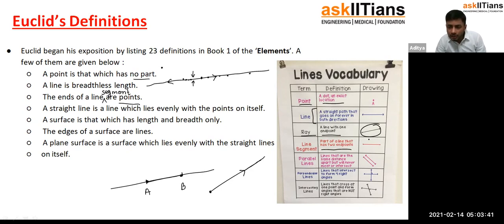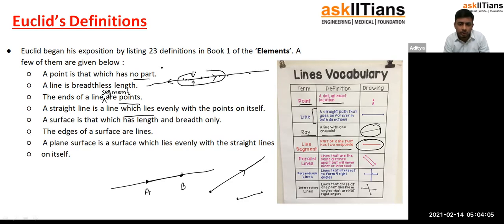Now, a line segment is represented like this. This is a line segment, correct? Now, let us talk about a straight line. It is a line which lies evenly with the points on itself. Basically, it means that the points are laid out, as we have already discussed.